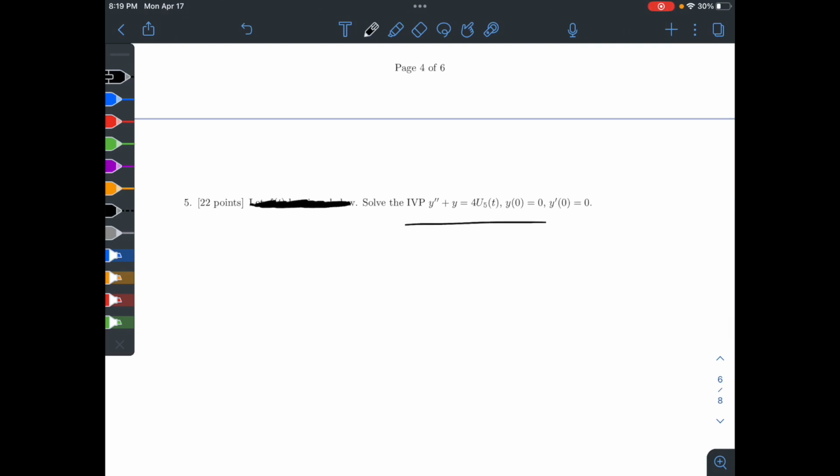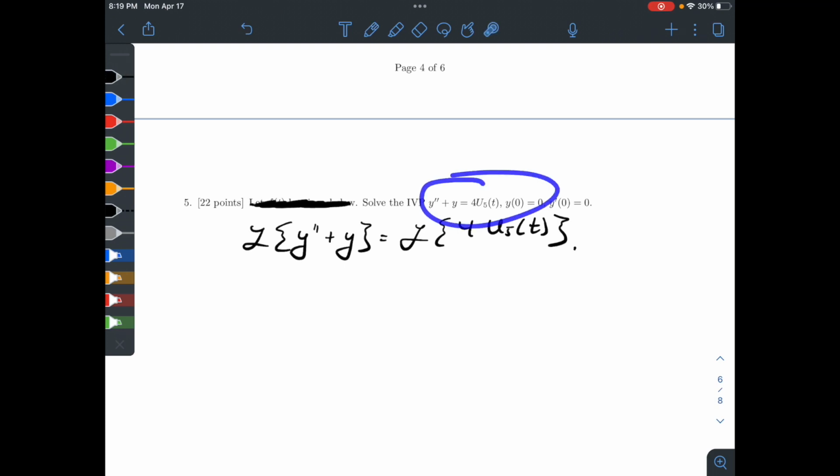Yeah, we're just going to solve this IVP here. Okay, so we do L of y double prime plus y is equal to L of 4 times u sub 5 of t. So yeah, this is our classic IVP problem, solving with Laplace transforms. This is not something that you would have been able to do in any of the earlier sections. You pretty much have to do Laplace transforms on this one if you're going to stick to the material that we learn in our class.